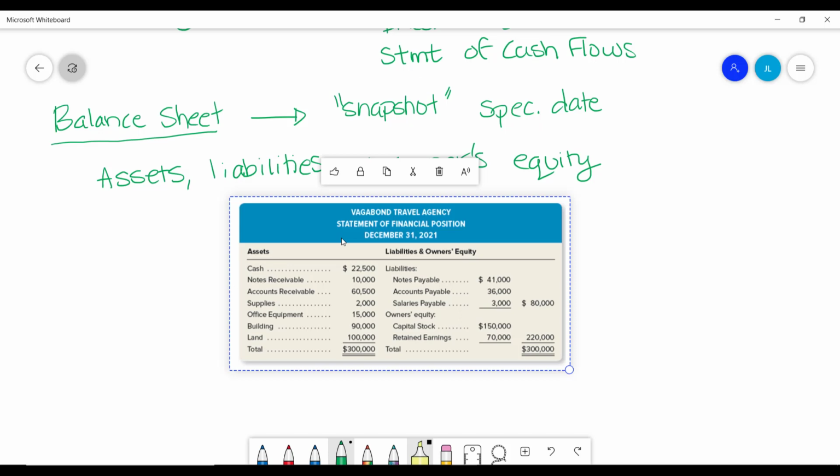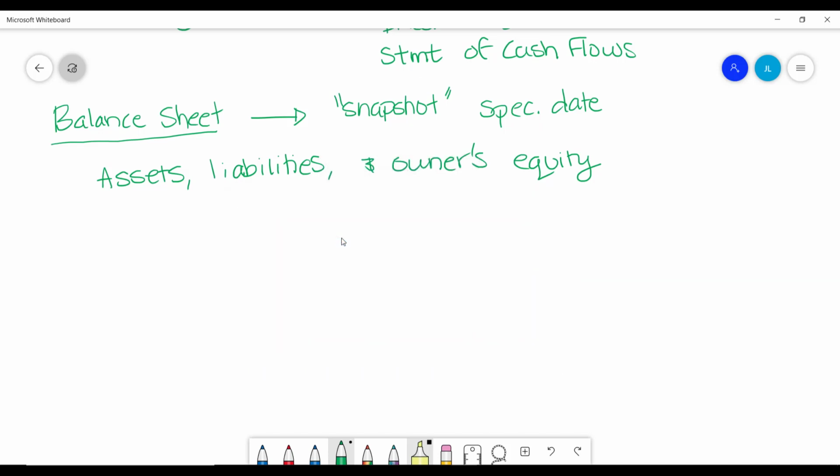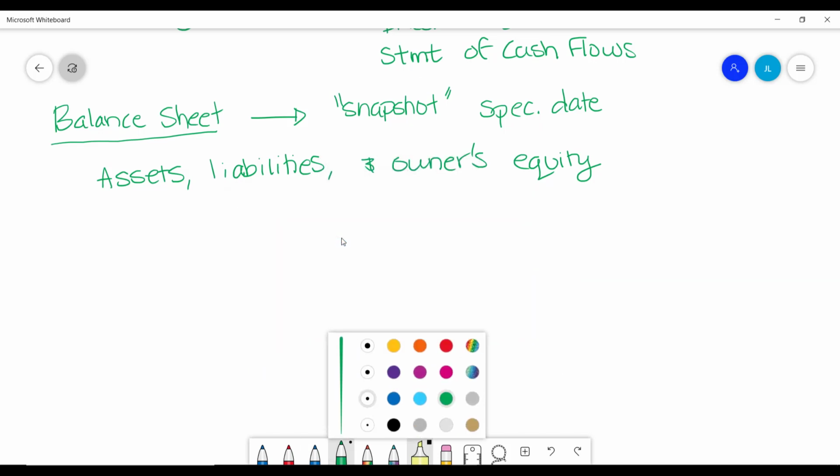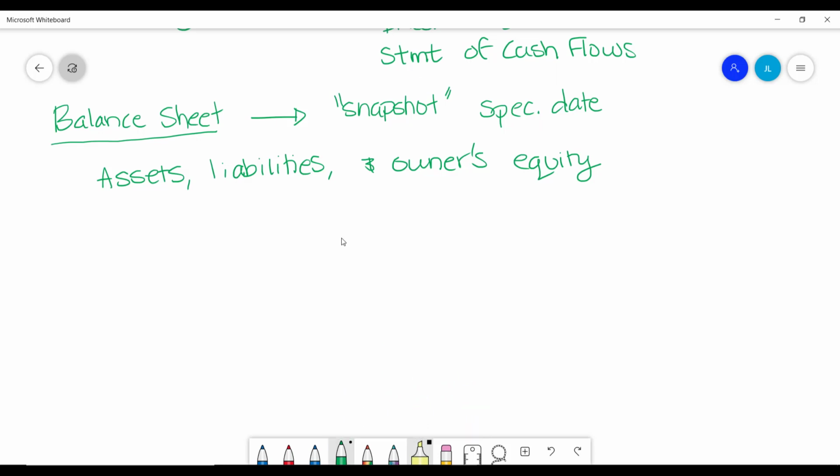But this is the most common way that you'll see that laid out. So before I jump to the other two financial statements, you're probably wondering, well, what are these three things? What the heck is an asset? If assets are part of the balance sheet, I need to know what assets are. Basically, assets are those economic resources of a business, anything that the business owns.